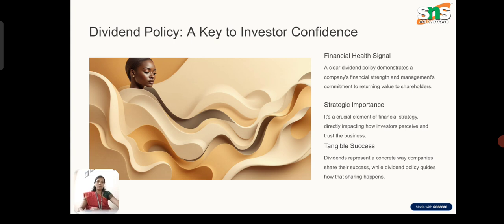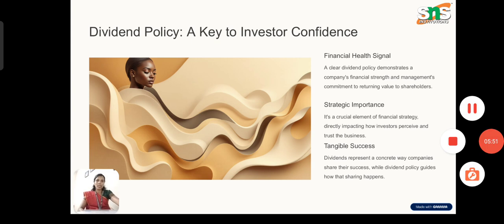So for that, we have to focus on the investors and the shareholders, and on what wealth we have to make for them through the company's profit. These are all the main things in the process, and these three take the main role: the financial health, the strategic importance, and the tangible success. Yes, the tangible success takes the main role.